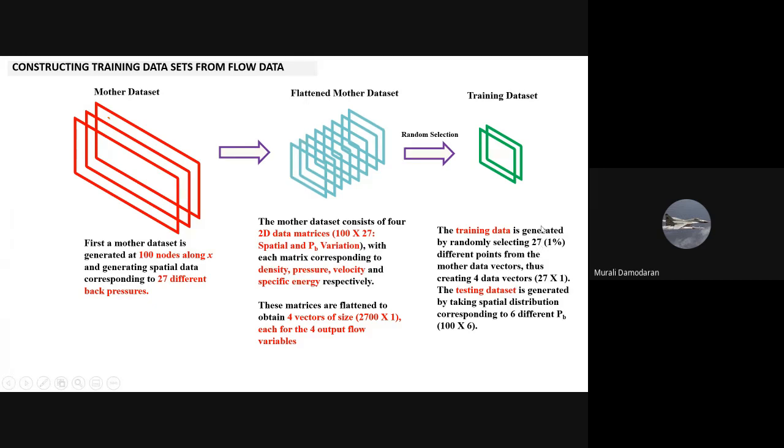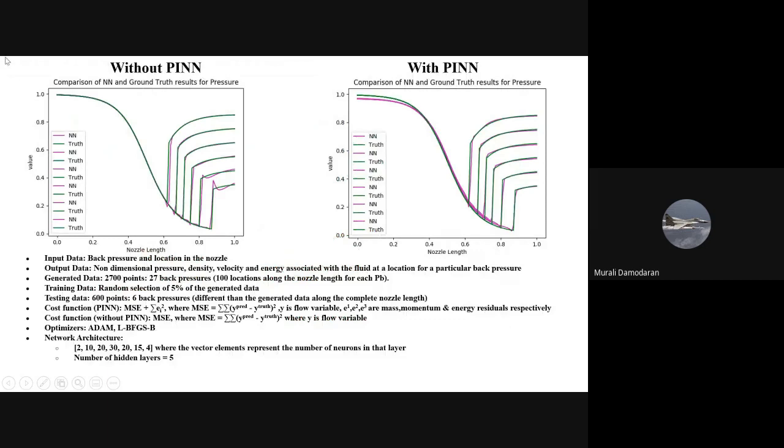So this number 27 I just put there as we can change. You can have 50 or less to see how it is. And we have different points from the mother data vectors. Thus we create four data vectors for this. And the testing data is generated by taking the spatial distribution corresponding to 6 back pressures. So with that you train, and you can see the comparison here.